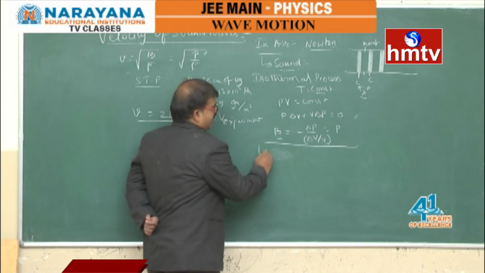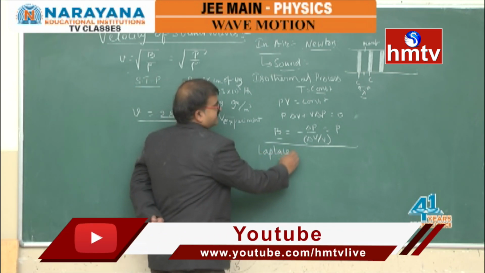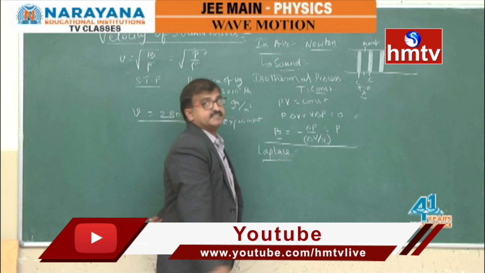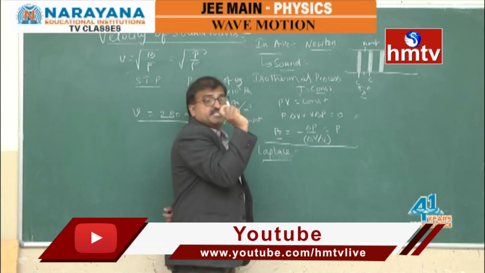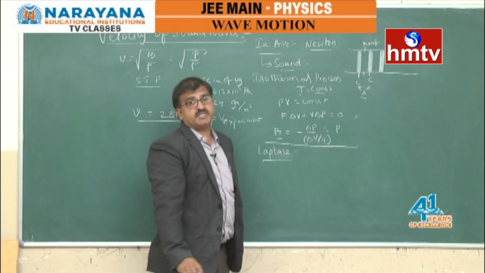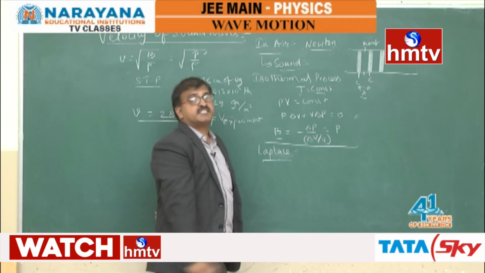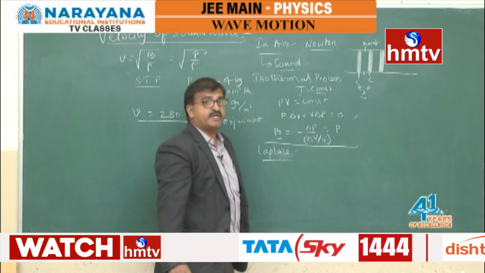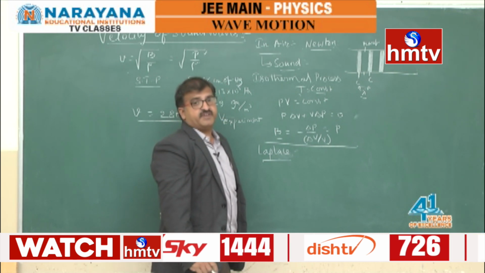Then Laplace made a correction for it. Here, the temperature in that small region where compression is taking place and where rarefaction is taking place, in the small neighborhood points, is where the pressure variations are taking place.